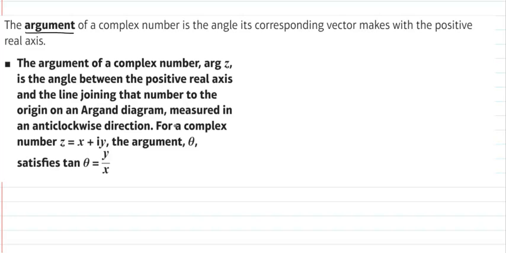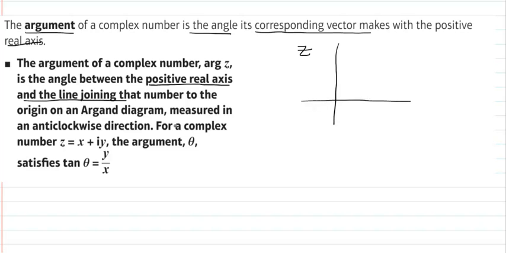The argument of a complex number is the angle its corresponding vector makes with the positive real axis. So what does it mean? If z is a complex number, it is the angle between the positive real axis and the line joining that number to the origin. Please note, it is the positive real axis.